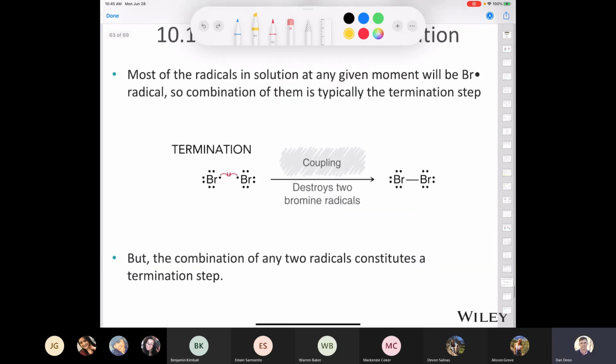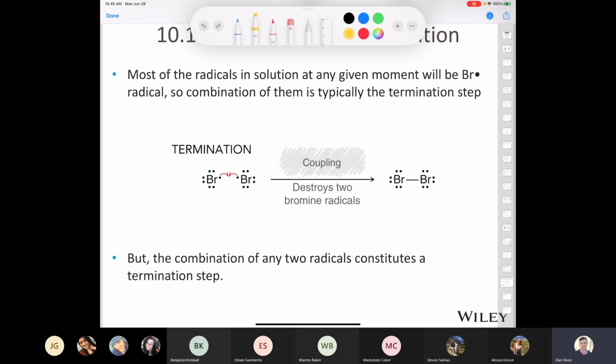And so what's termination? Any 2 radicals coming together. And if you're like, well, couldn't I draw 2 other radicals that you had previously? Yep. Just draw those coming together, and that, my friends, will always count as a termination. It even says it right here. The combination of any 2 radicals will constitute a termination step.